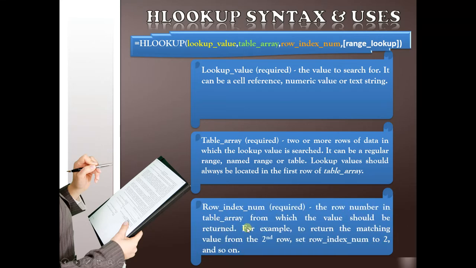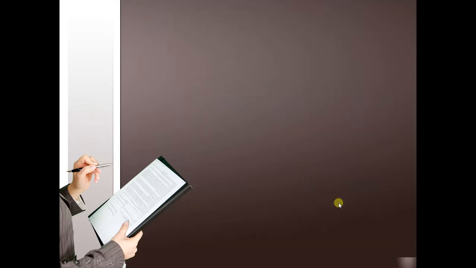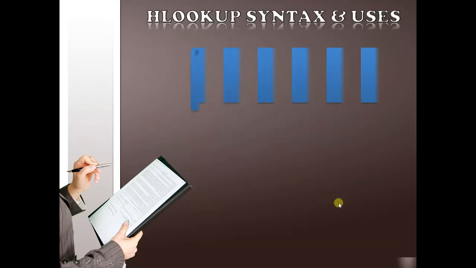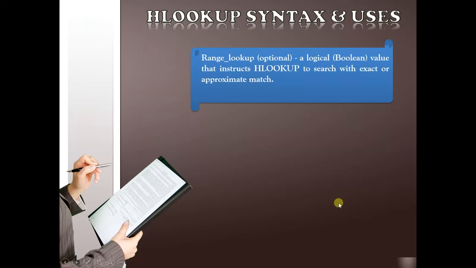Now the third one, the row index number, is required. It is the row number in the table array from which the value should be returned, or from where the value should be fetched. For example, to return the matching value from the second row, we set the row index to number 2.